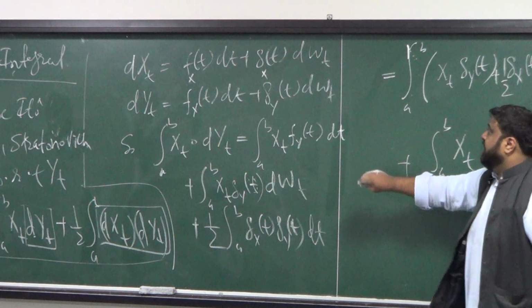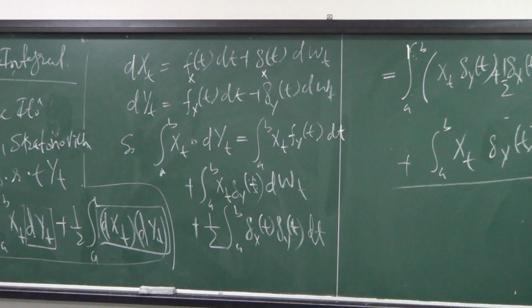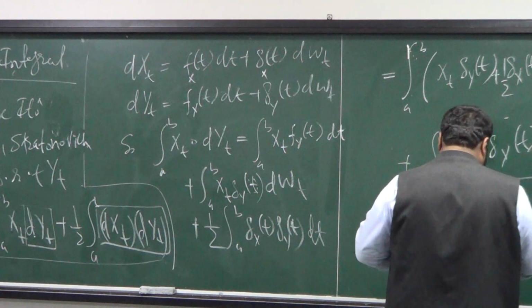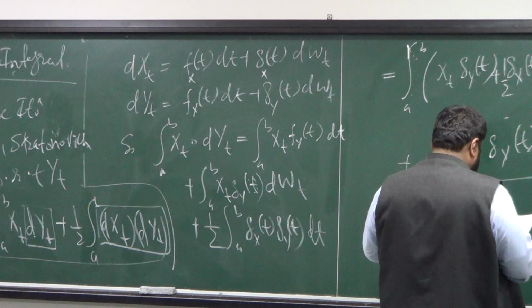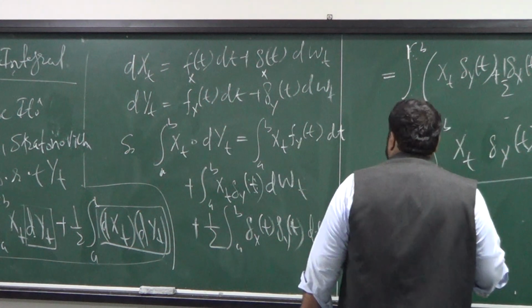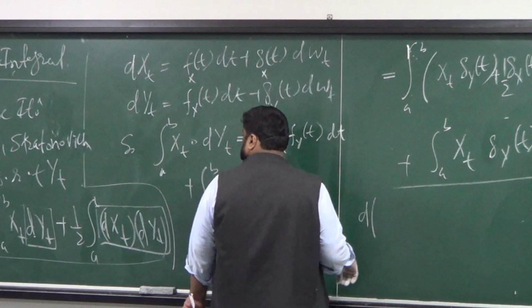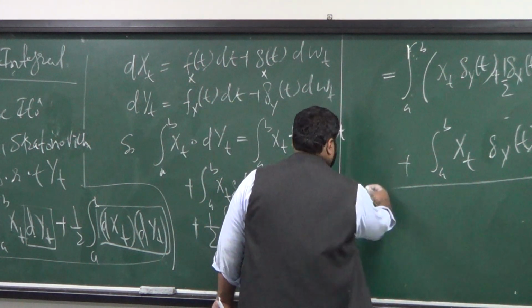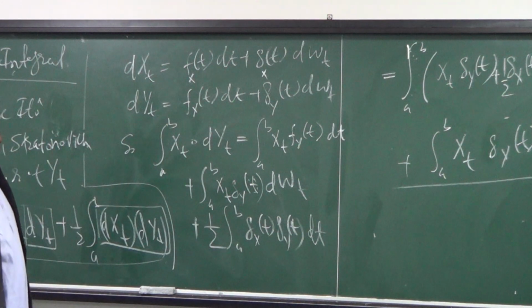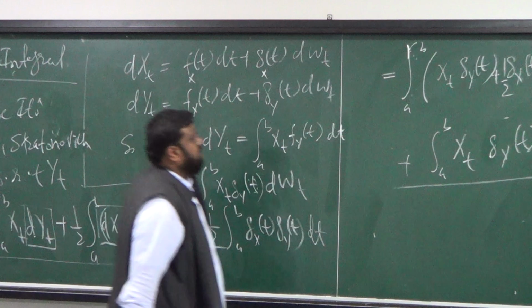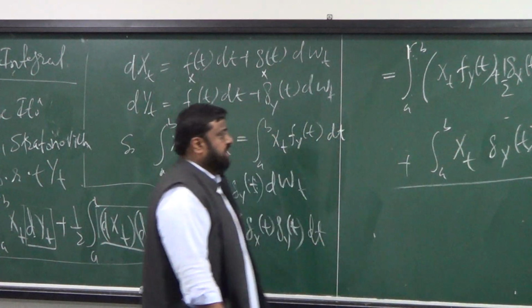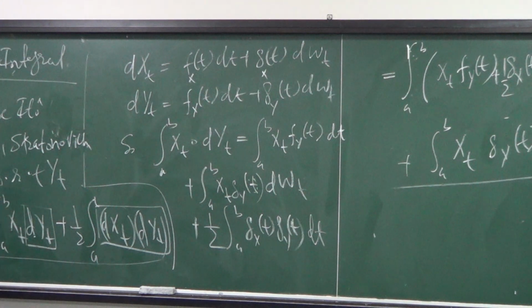So this would be really the explicit meaning of integrating one Ito process with respect to another Ito process. The first term has fy of t dt, with xt times it. So this must be fy. Right, thank you. So you're going to have this.